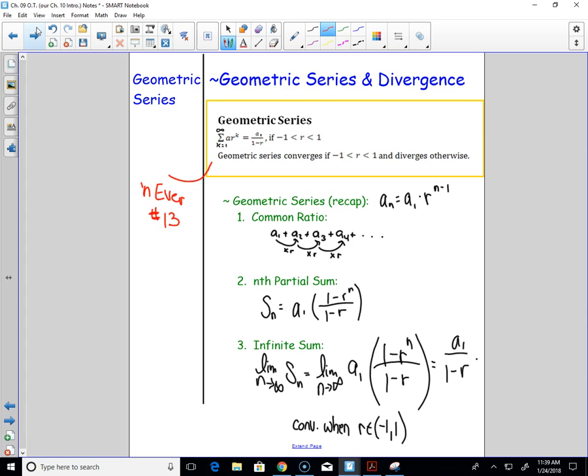For every other series and test that we're going to see beyond geometric, there is no established nth partial sum formula that we can take a limit of, and hence the dilemma. This is the easiest type as far as solving, and why we can solve for the convergent sum, because there is an nth partial sum formula that we can use.